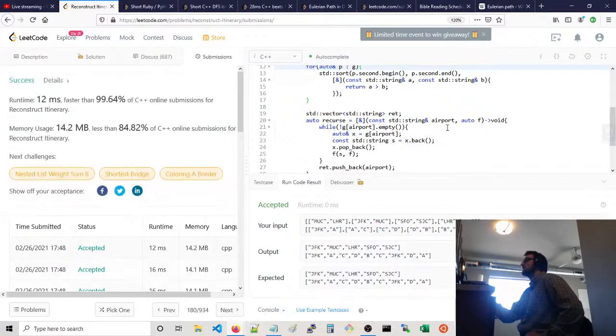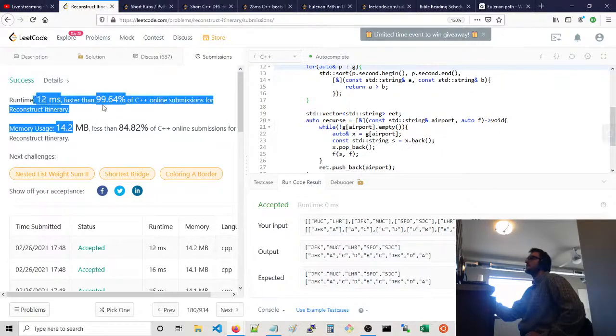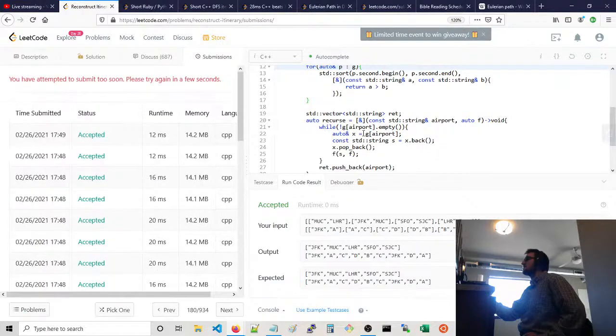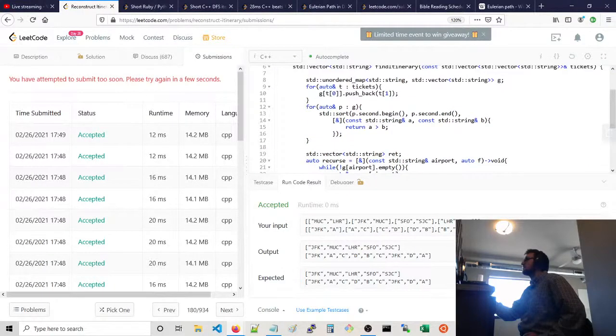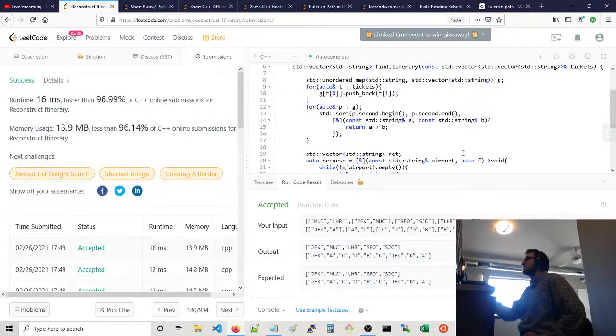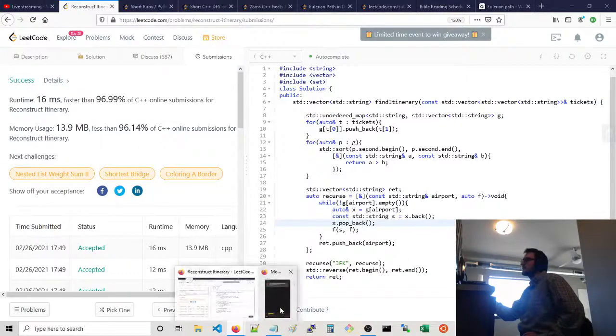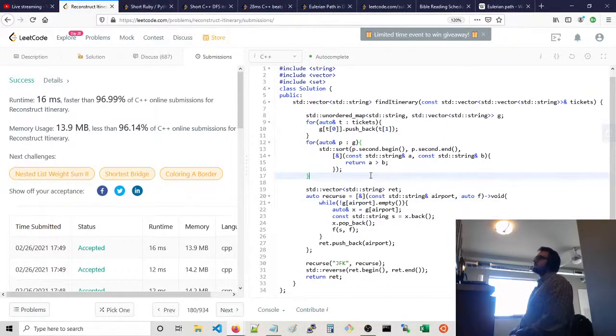Oh, we're so close. Oh, we got 12 milliseconds. 99.64%. We're faster than almost everybody. I think 8 milliseconds is the fastest. We're so close. Man. Can't believe it. All right, anyway, that's pretty good. I like that. So, yeah, a slight optimization that you can make.